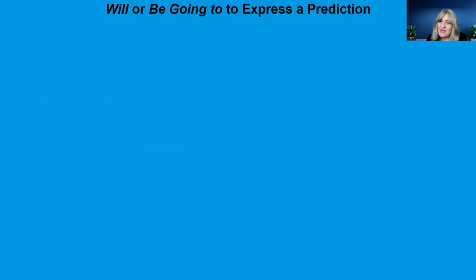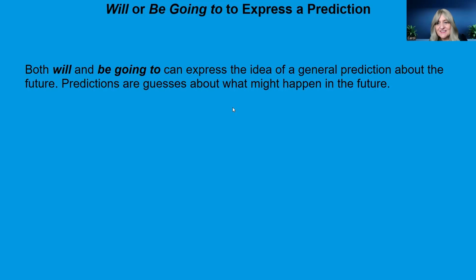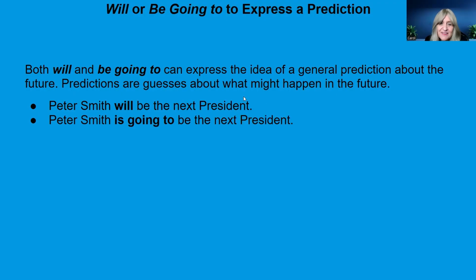Now, sometimes we might want to make a prediction or guess what we think is going to happen in the future. For this, we can actually use both will or going to. So let's look at some examples. Peter Smith will be the next president, or we can say Peter Smith is going to be the next president.